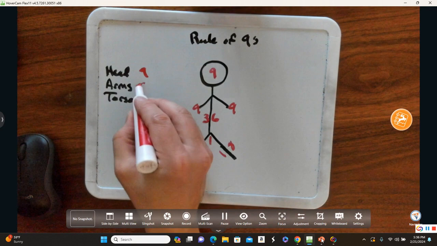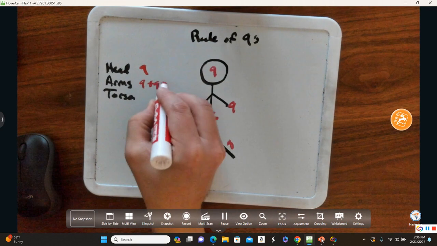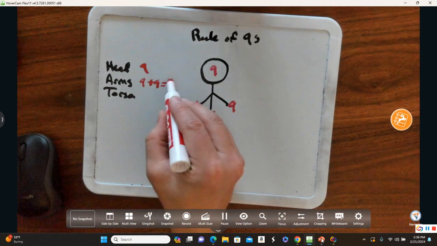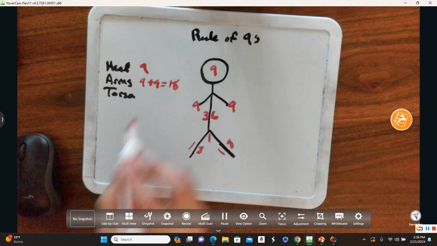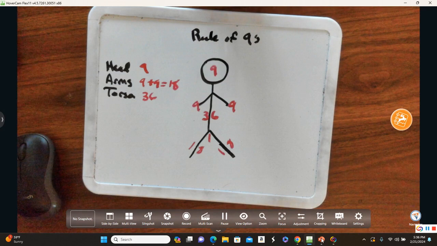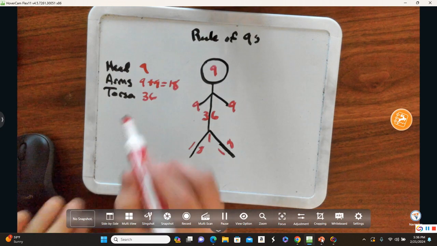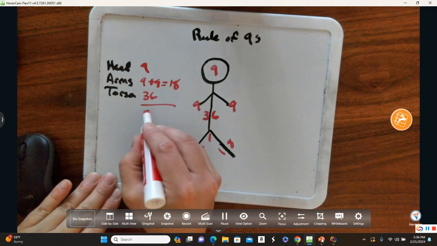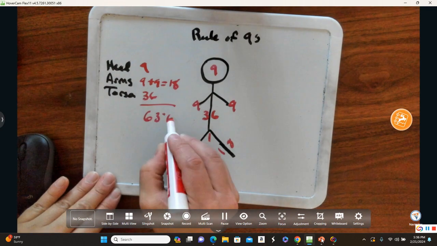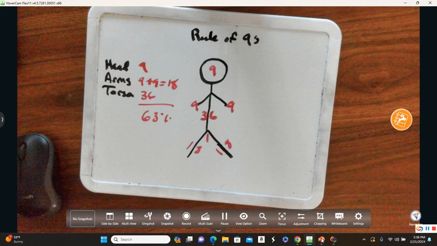Arms are 9 each, so 9 plus 9 equals 18, and the torso is 36. So what we have to do is add all those up, okay? I'm going to quickly do that. It's 9 plus 18 plus 36, and that's 63% of their body.